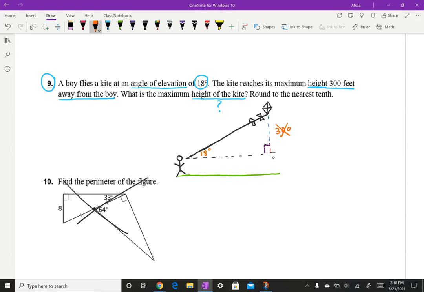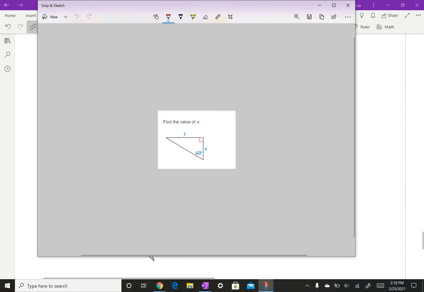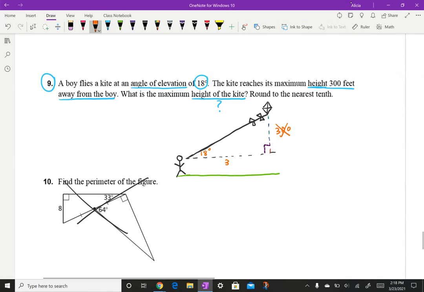So here's the maximum height. It reaches the maximum height when it's 300 feet away from the boy. So that means that this is going to be 300, not this over here. Okay. And then it says, what is the maximum height of the kite? And I wish they were a little bit more specific. Is it the maximum height the kite is above the boy?